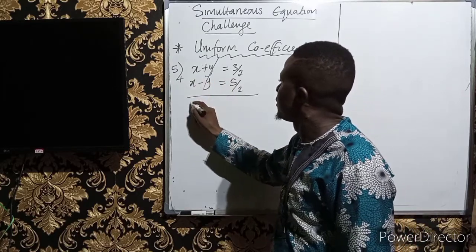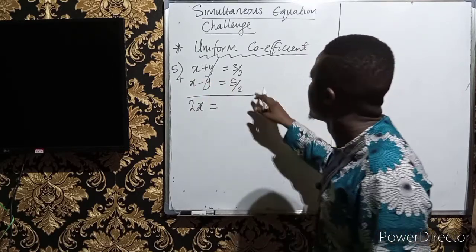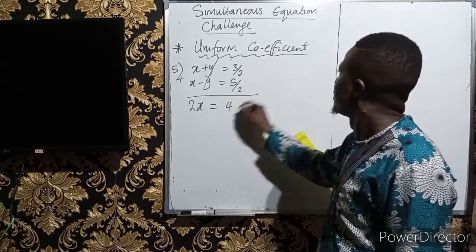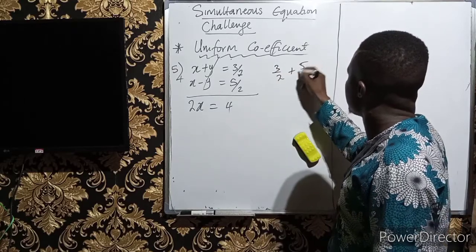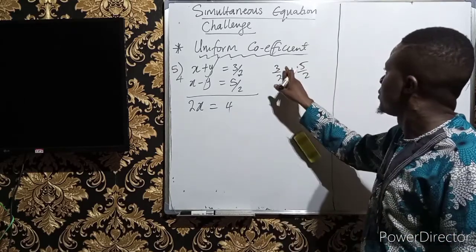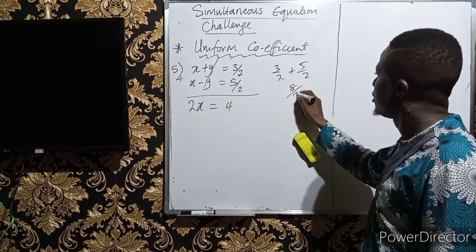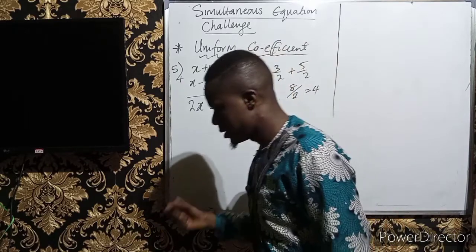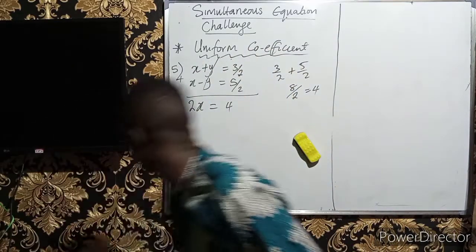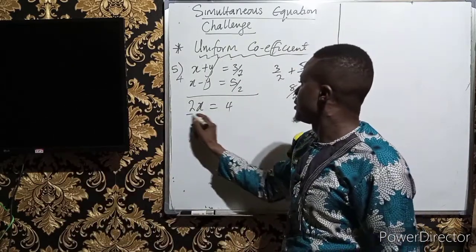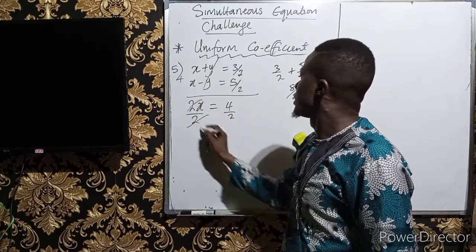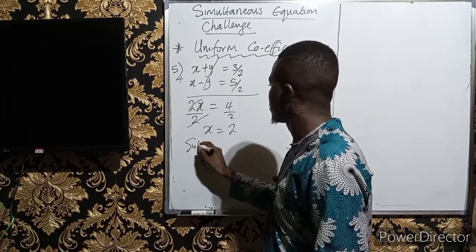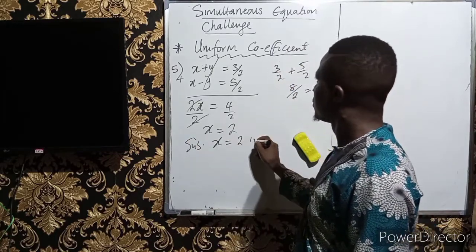So we are adding now. Now x plus x will give us 2x. 3 over 2 plus 5 over 2 will give us just 4. Look at it, 3 over 2 plus 5 over 2. They have the same denominator, so 3 plus 5 is what? 8 all over 2. And divide 8 by 2, you get 4. So that's how I got this 4 here. So I'll divide both sides by 2 to get x. So x is 2.